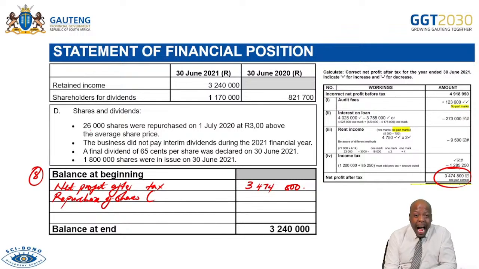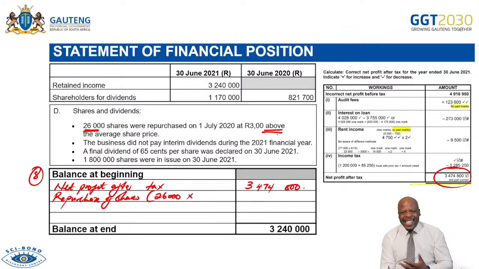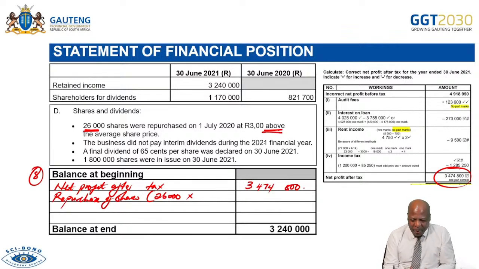The repurchase of shares. How many shares were repurchased? Can you see them? There, 26,000. So I'll come here and say my shares repurchased at 26,000. And the amount above, this one was an easy one. Because you were given the amount above, I'll say 3. So it becomes your 26,000 multiplied by your 3, and you end up with your 78,000. That is your repurchase of shares.